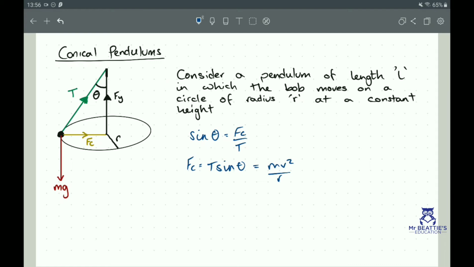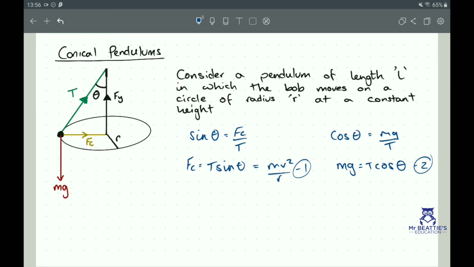Now, if we then look at cos, we're going to see that cos theta is equal to mg over t. Okay. And that's because the Fy and mg are going to be the same force due to Newton's third law. Now, from there, we rearrange that, we get mg is equal to t cos theta. Okay, that's equation 2, and we label this one equation 1 over here.